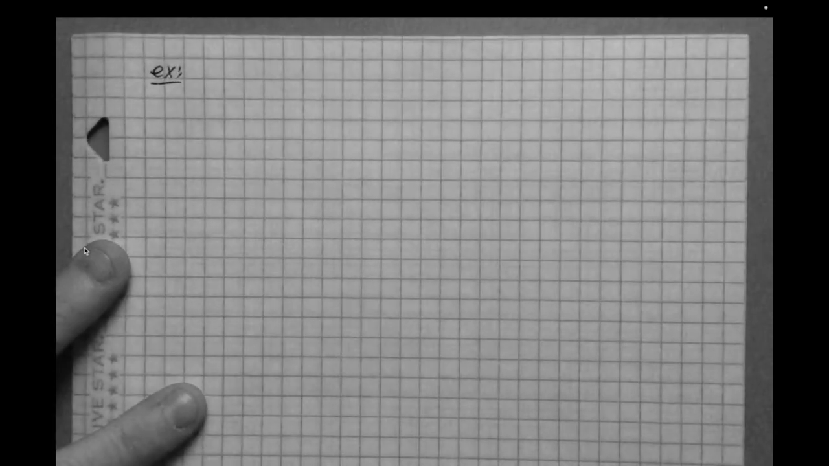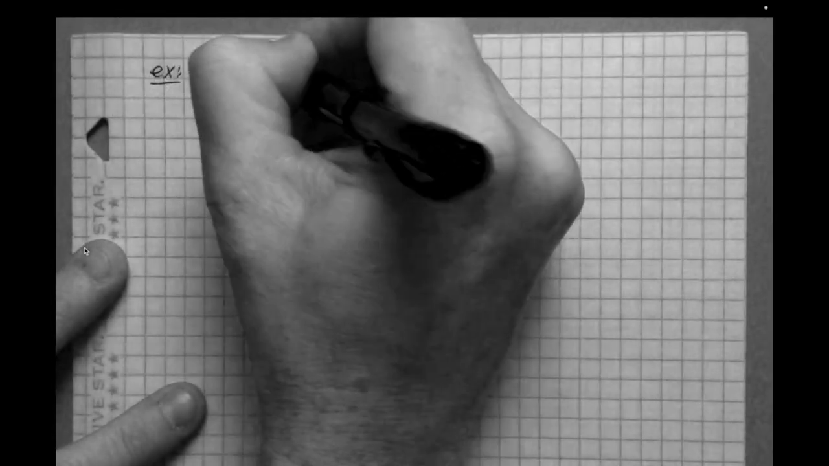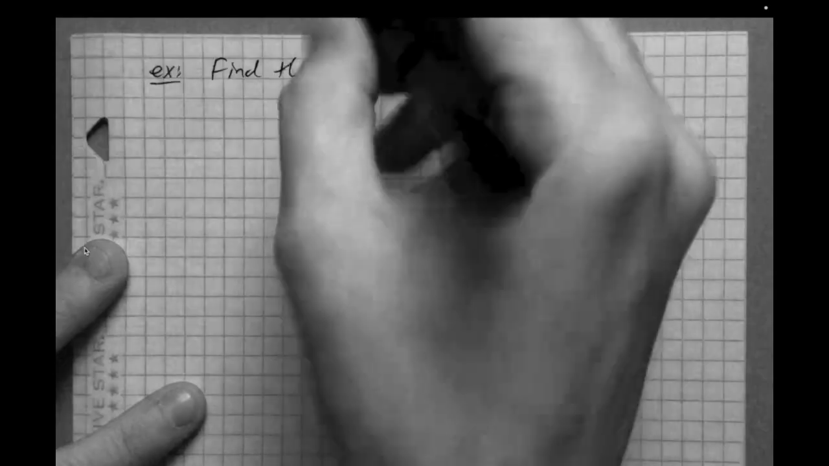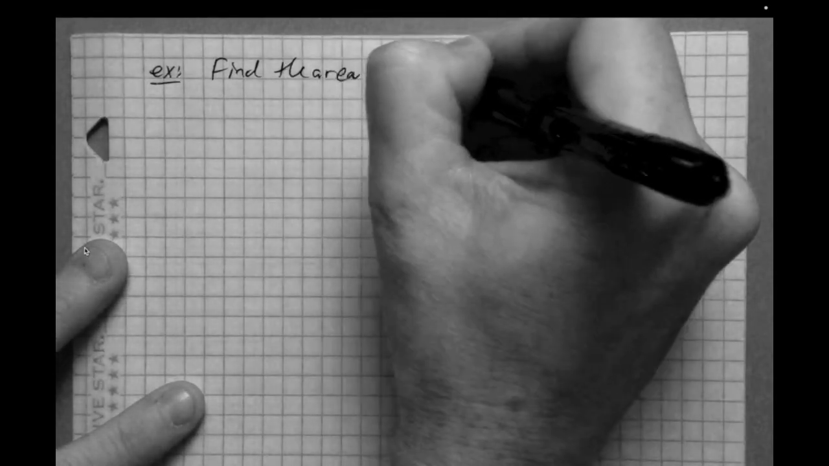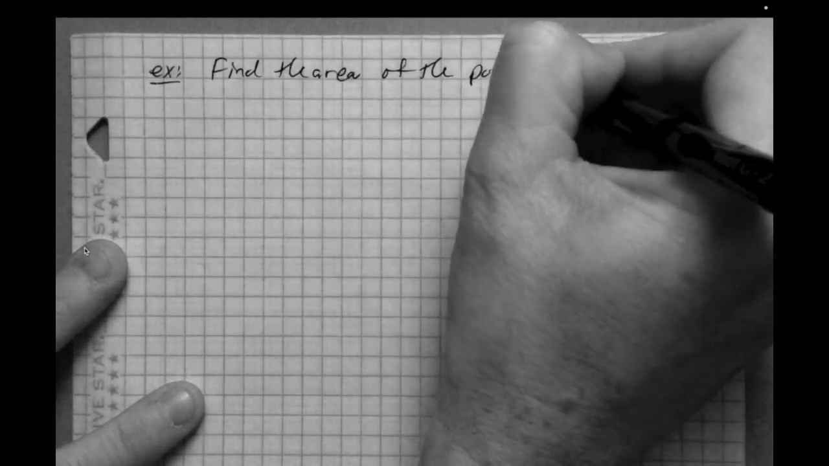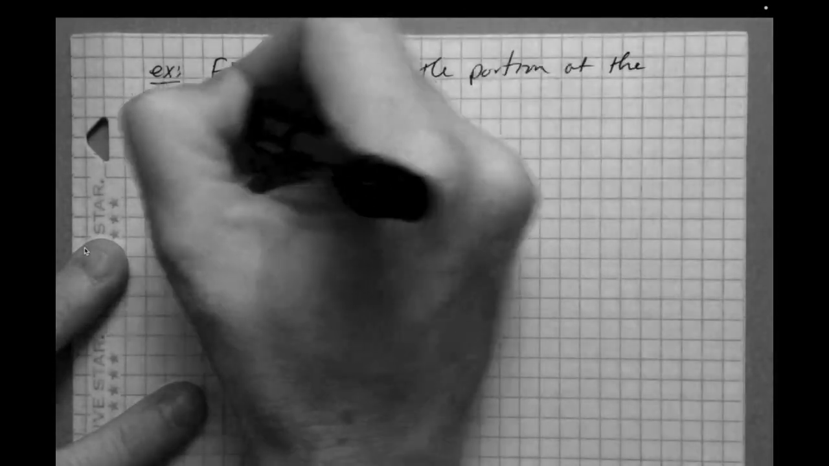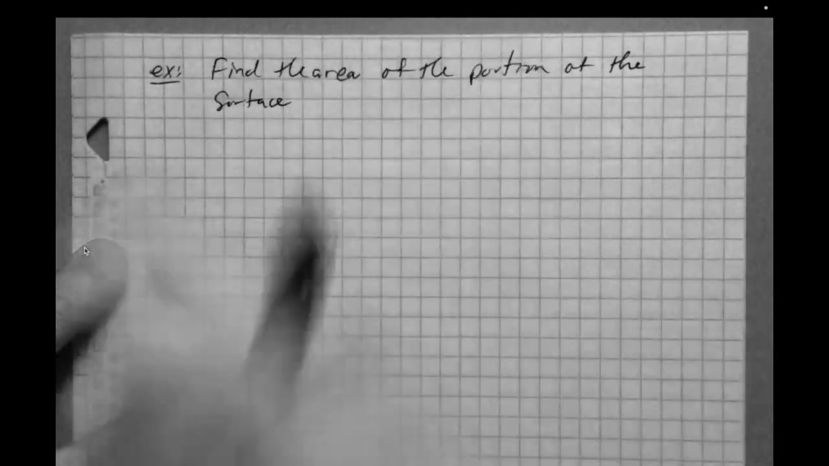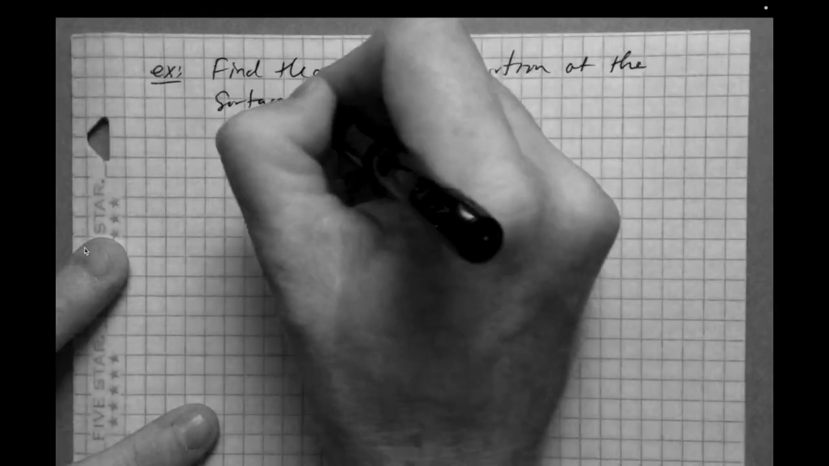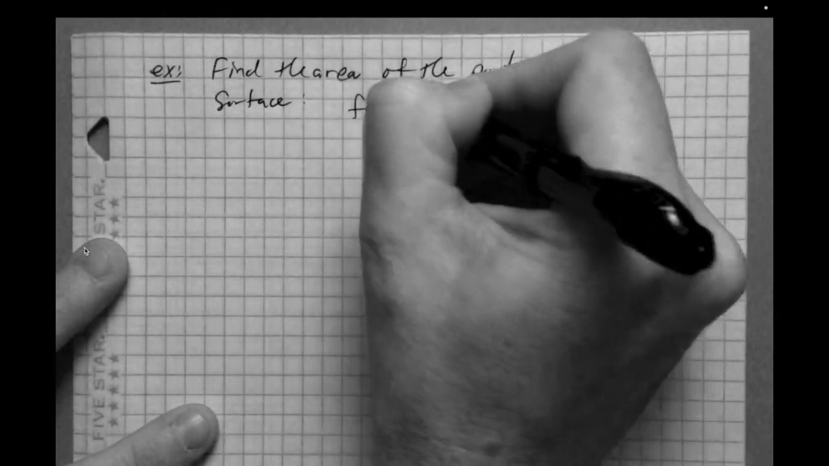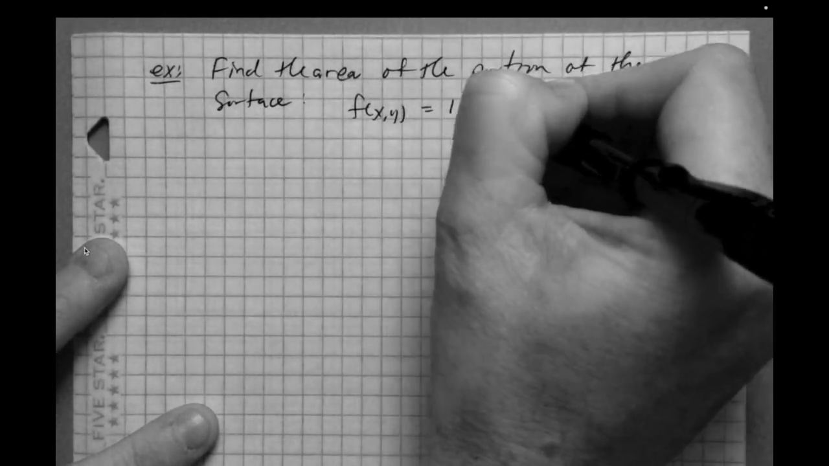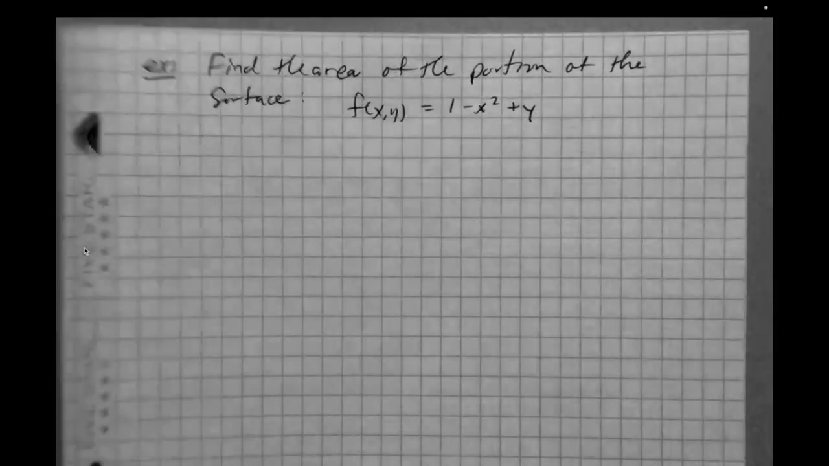Let's get a new page here. So let's say we want to find the area of the portion of the surface, and the surface is f of x, y equals 1 minus x squared plus y.